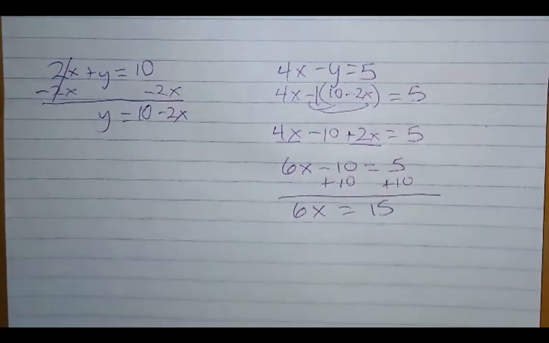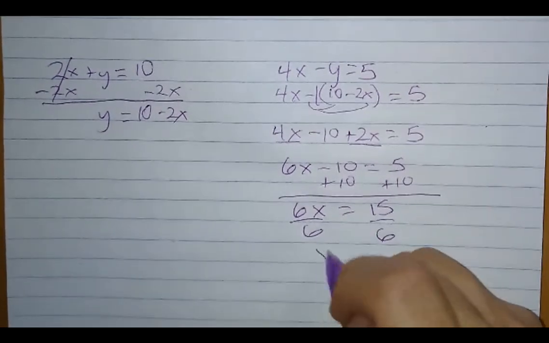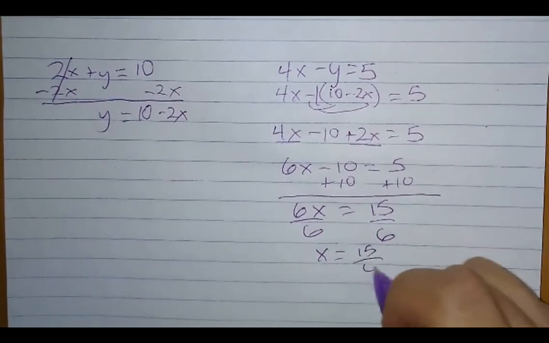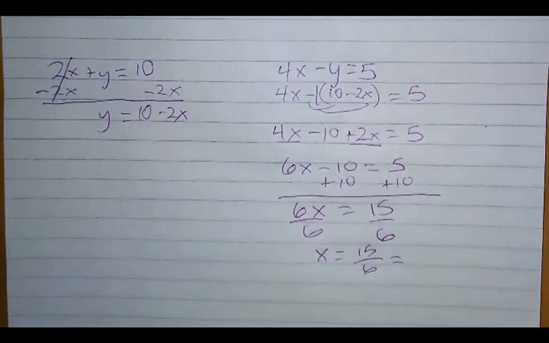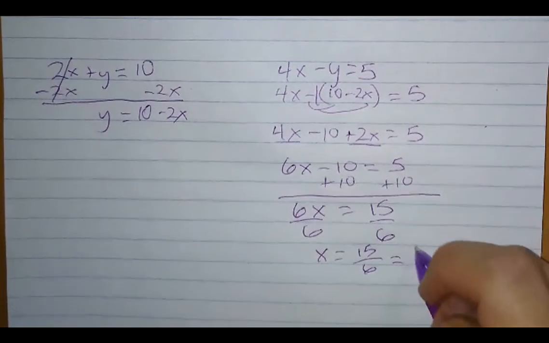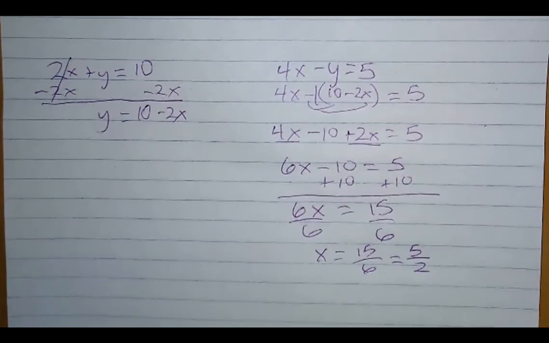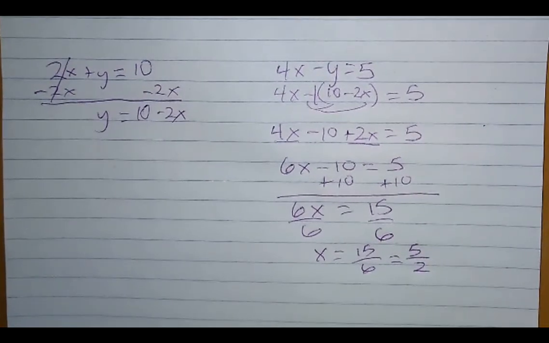Oh, this one's going to come out ugly. Okay. X equals 15 over 6. That can be simplified. Both numbers can be divided by 3. Okay, 5 halves. If you want, 2.5 is fine also.